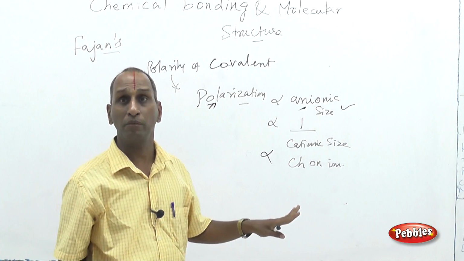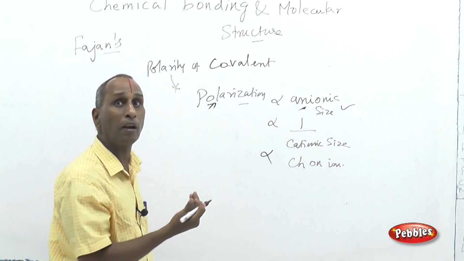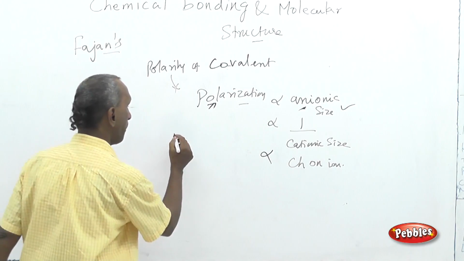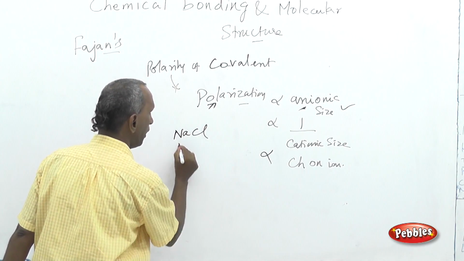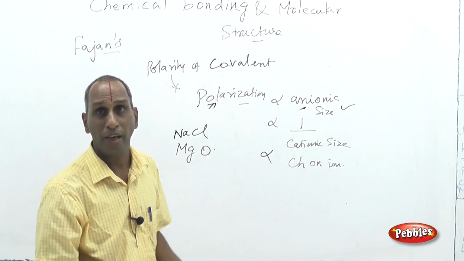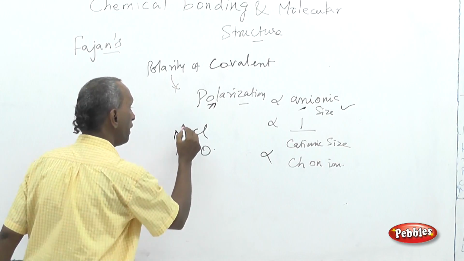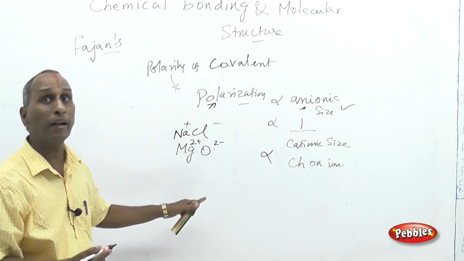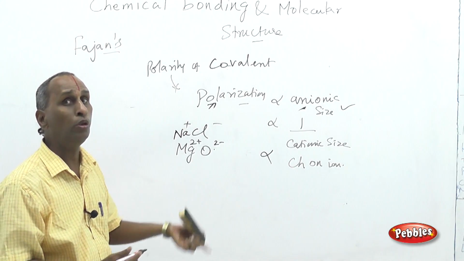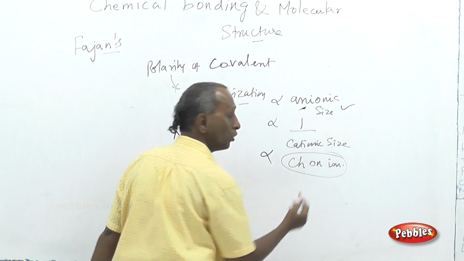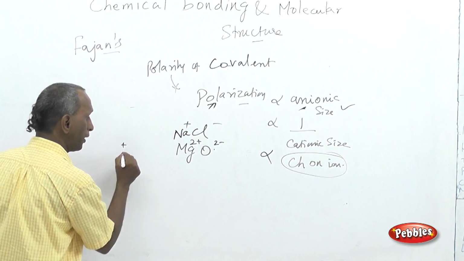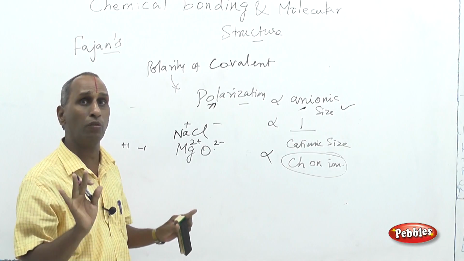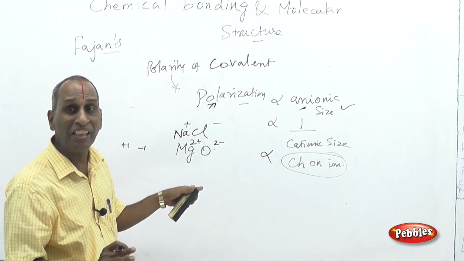Lastly, charge on the ion. So far we have compared only size. Now what is another term coming into the picture? Charge. Let us compare these two compounds, NaCl and magnesium oxide: Na+ Cl-, but Mg2+ O2-. How many electrons are transferred from one atom to the other? That is referred to by charge. So far we have considered only plus 1 or minus 1. Everywhere the magnitude of the charge was only unity. Here the magnitude of charge increases.